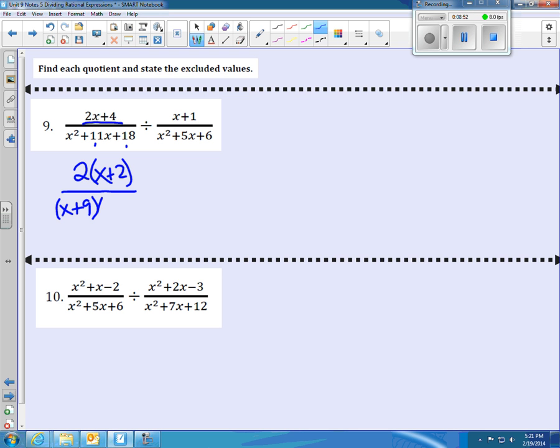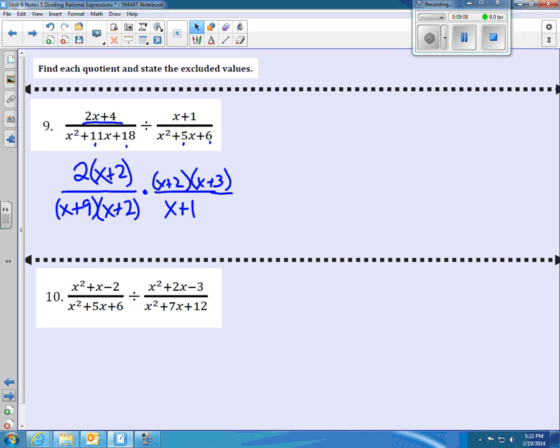X plus 9, x plus 2. Change to multiplication, and I'm going to flip. That x plus 1 goes in the bottom. Multiplies to 6 and adds to 5: 2 and 3.